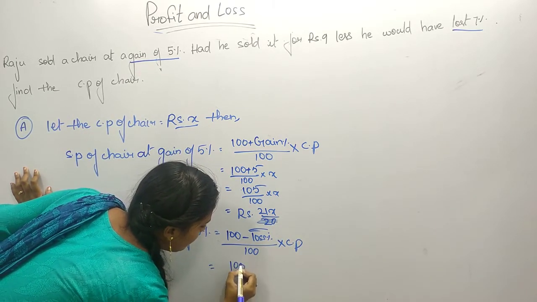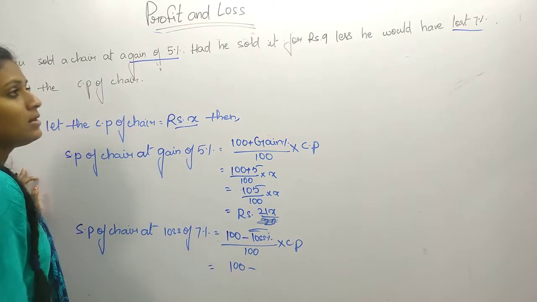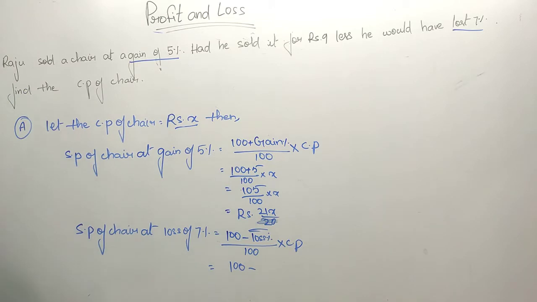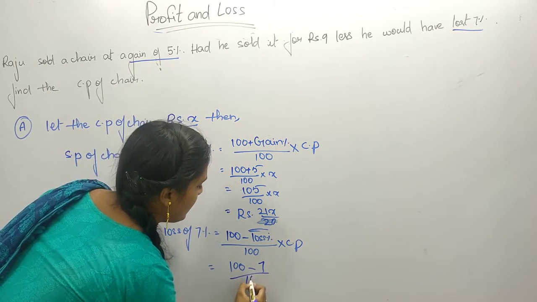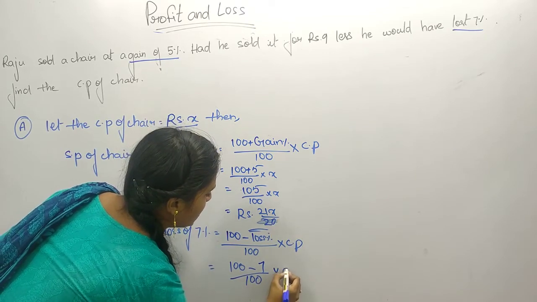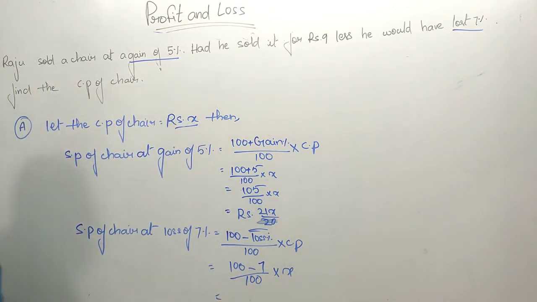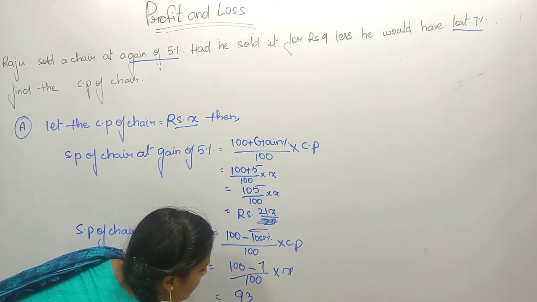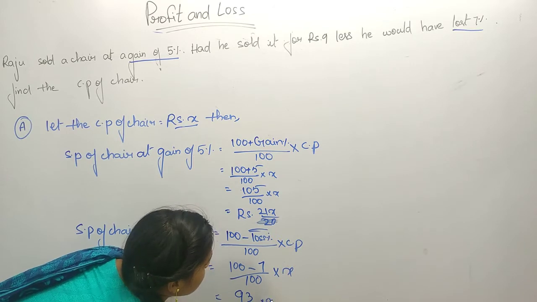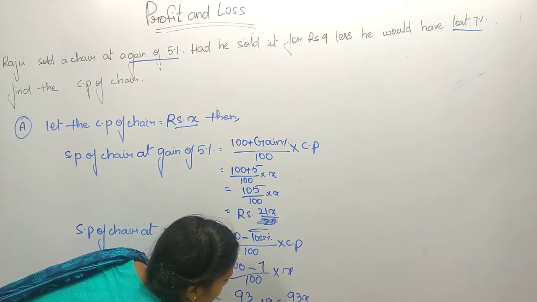Substitute it. 100 minus how much? Loss percent, how much is it given? 7%. Then 100 minus 7 by 100 into CP, how much? X. By subtracting 100 minus 7, what answer will we get? 93 by 100 into X is equal to 93x by 100.